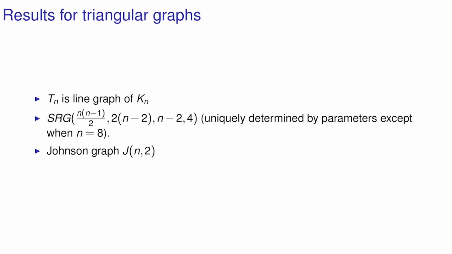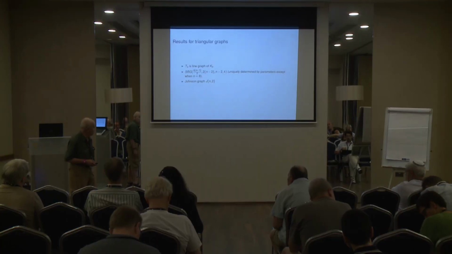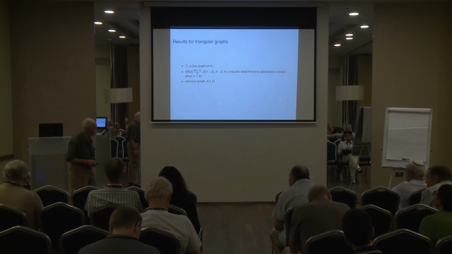Here I am talking a little bit in more detail. So a triangular graph is the line graph of a complete graph. Its parameters are a well-known classical result: this graph is defined by its parameters uniquely if n is not equal to 8, while for n equal to 8 there are some exceptions. Some people call it the Johnson graph with parameters j and n.